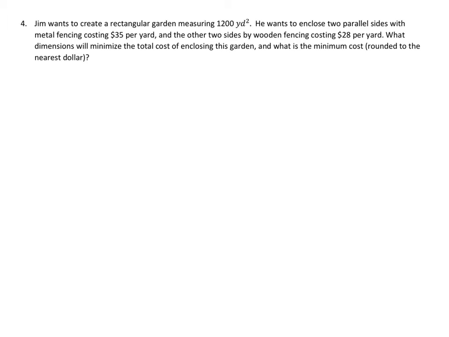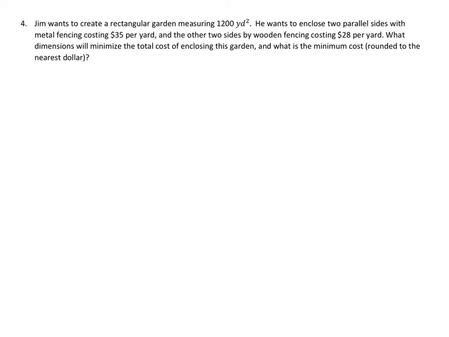Jim wants to create a rectangular garden measuring 1,200 square yards. He wants to enclose two parallel sides with metal fencing costing $35 per yard, and the other two sides with wooden fencing costing $28 per yard. What dimensions will minimize the total cost of enclosing this garden, and what is the minimum cost, rounded to the nearest dollar?